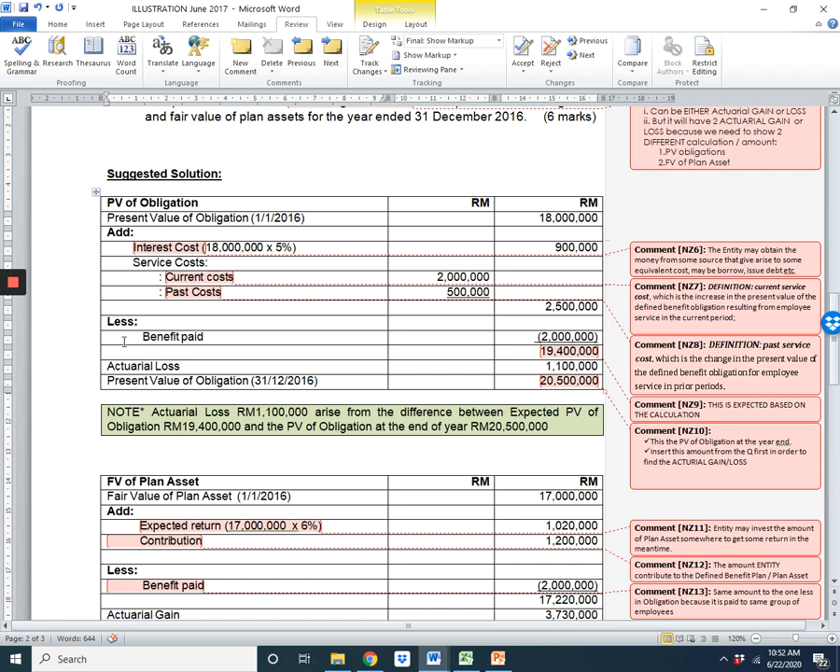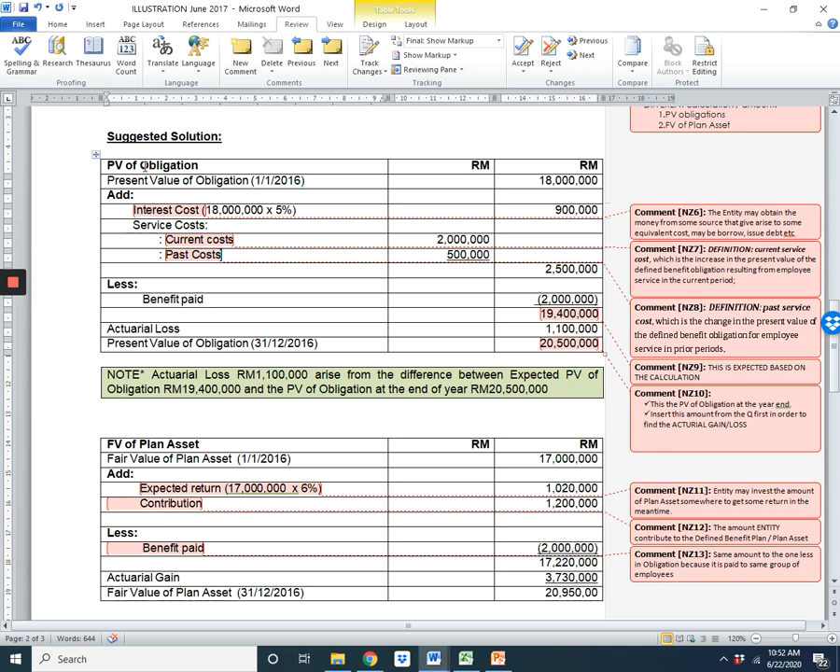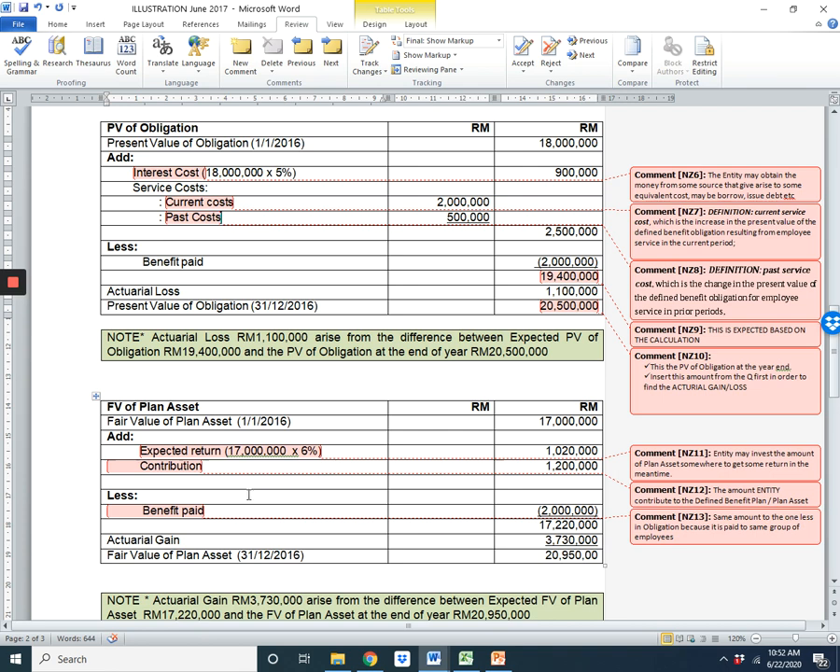And then you have your benefit paid from the question also. If you realize, benefit paid in your PV of obligation and benefit paid in your fair value is actually benda yang sama sebab dia merujuk kepada jumlah same amount, to the one less in the obligation because it is paid to the same group of obligation. So benefit paid you akan tolak daripada obligation dan juga you akan tolak daripada plan asset. Okay. So this one you get from the calculation. Okay, this is expected based on the calculation. And then present value of obligation, this is the amount that you get from the question.